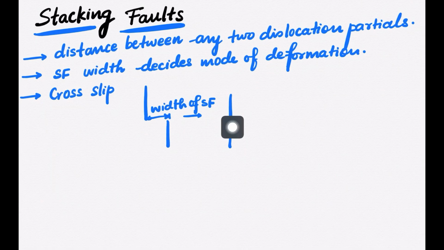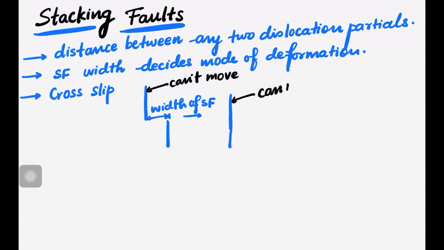Now, these partial dislocations cannot move, but the complete dislocation that is obtained after the cross slip can move. So if the cross slip is easy, the two partial dislocations easily merge together to get a complete dislocation, and then they can move easily. So cross slip will be easier, and the deformation will be more.